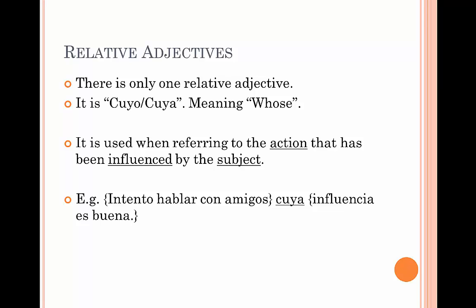Now we're talking about the action that is influenced by the subject. The action is influencia, which means their influence. Now the subject, which is los amigos, is the one who is going to influence, well, influencia in the sentence. So this is why we use cuya, meaning I tried to speak with friends whose influence is good.